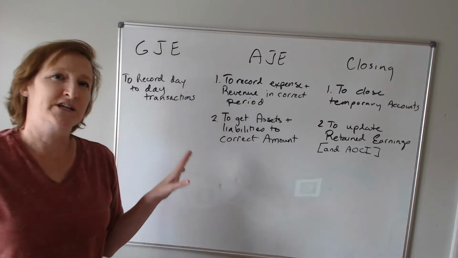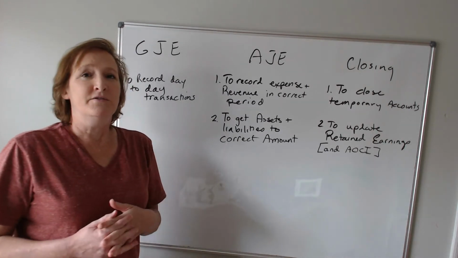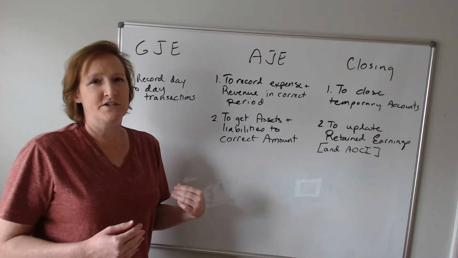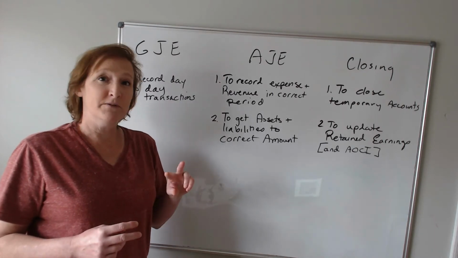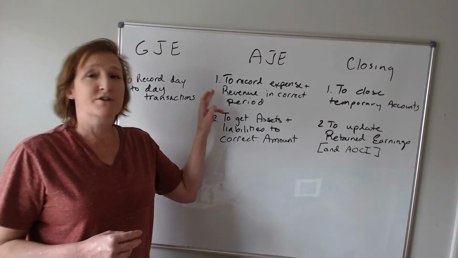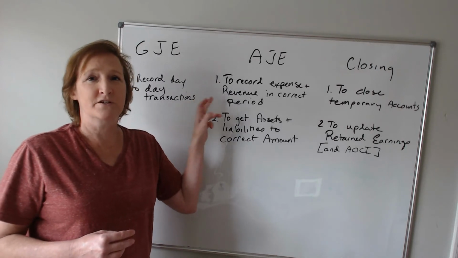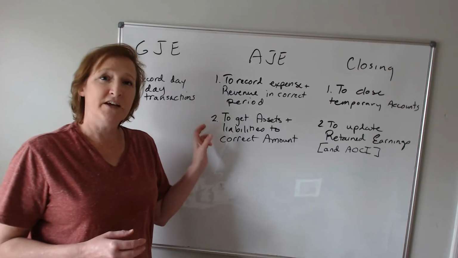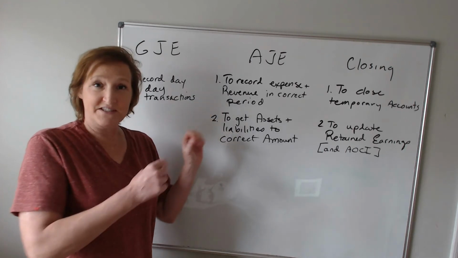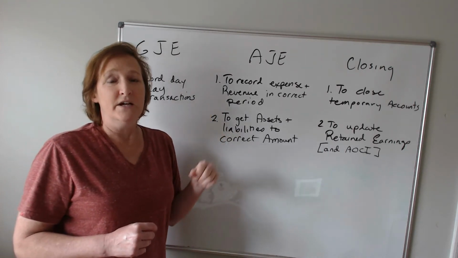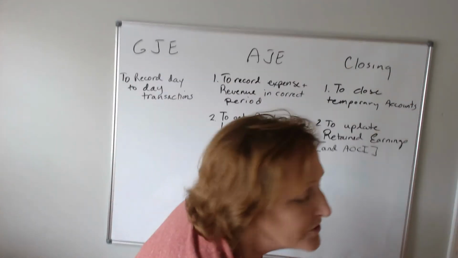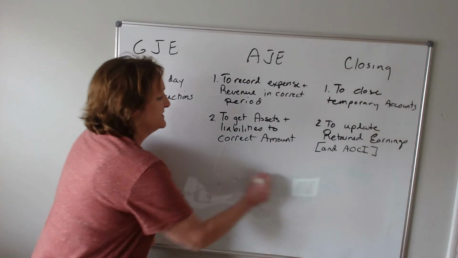Adjusting journal entries come at the end of a period. The reason we have adjusting journal entries is because we use accrual-based accounting. There's two main purposes here. In the first, record expenses and revenues in the correct period. And the second, and we do this together at the same time, we get our assets and liabilities at the correct amount. And so what I want to do is just show you what this means.